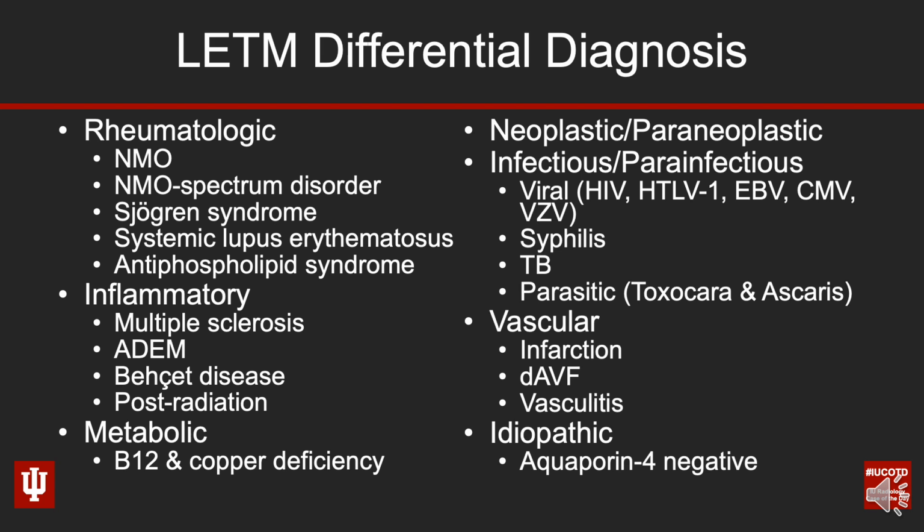But be thinking about things like HIV, HTLV-1, Epstein-Barr, cytomegalovirus, and varicella zoster. It's been reported in the setting of syphilis and tuberculosis, as well as some parasitic infections. I haven't particularly seen any of those, but I have seen a few cases of viral etiologies causing this. Certainly be thinking about vascular etiologies whenever you have segmental signal abnormality.